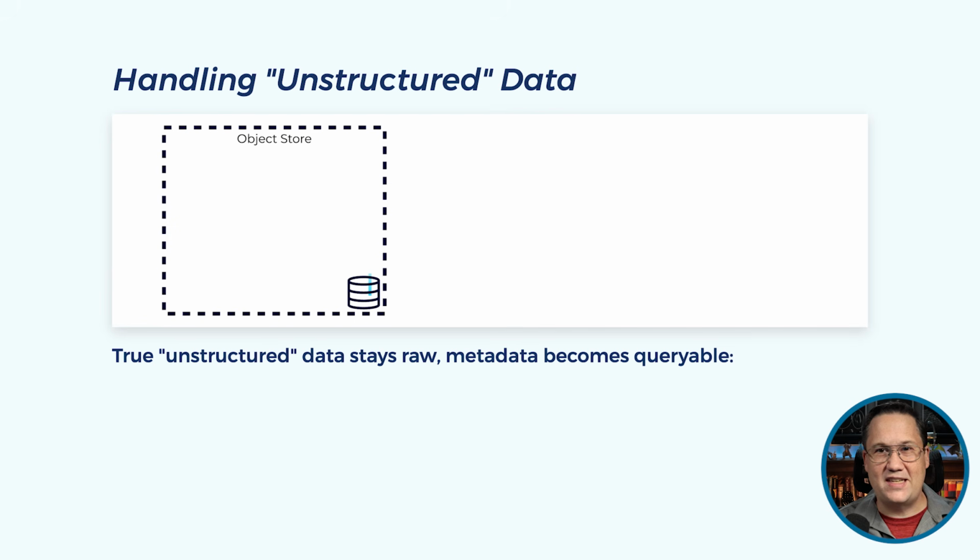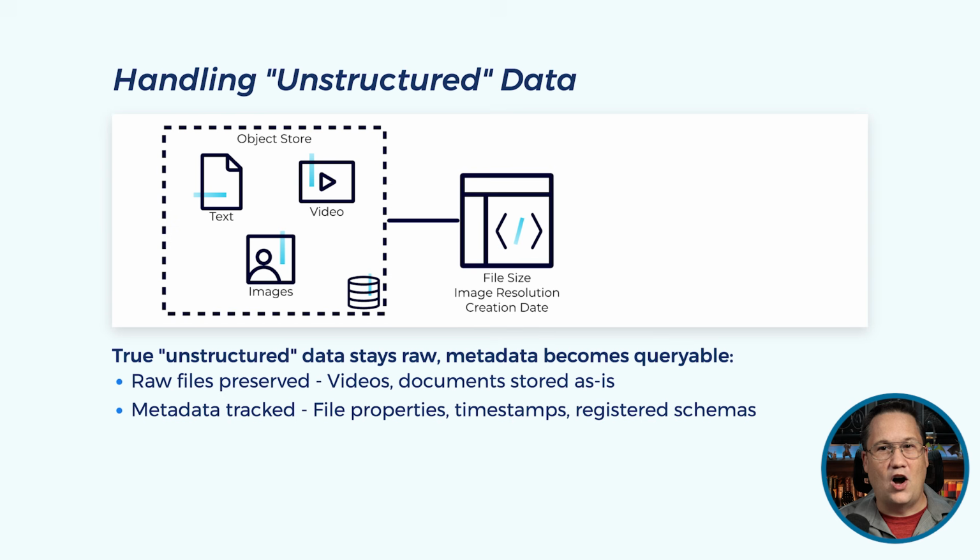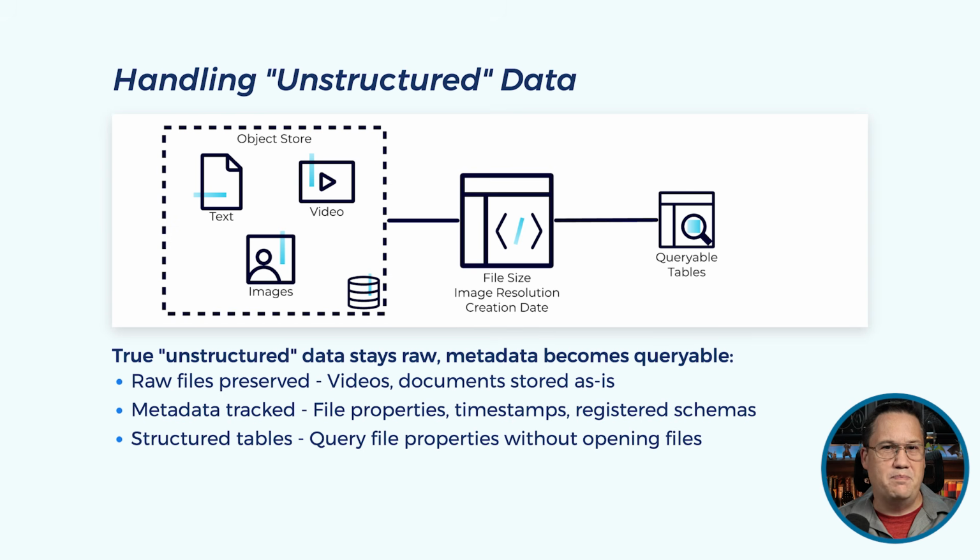This is data that is inconsistent or hard to read, like videos, documents, or variable formats. These files stay in object storage exactly as they are. The lakehouse automatically tracks file-level metadata like size, format, timestamps, and registered schemas. Meanwhile, custom processing can extract content-specific metadata such as video duration, image resolution, or document properties. This metadata becomes queryable through structured tables, allowing us to preserve the original files while making their properties searchable.